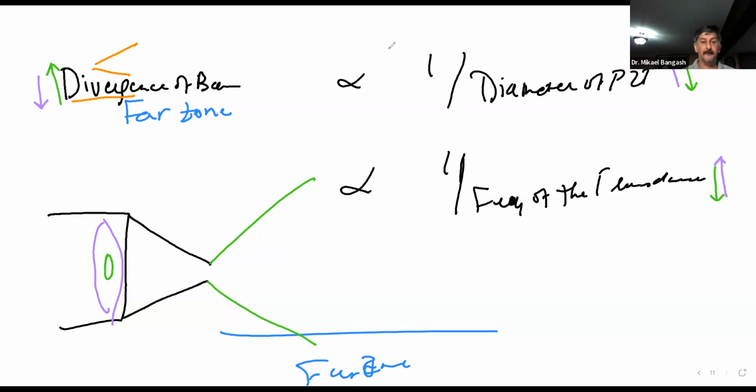Whereas with a bigger PCT, that will cause lesser divergence, which means of course the beam will be diverging like this.